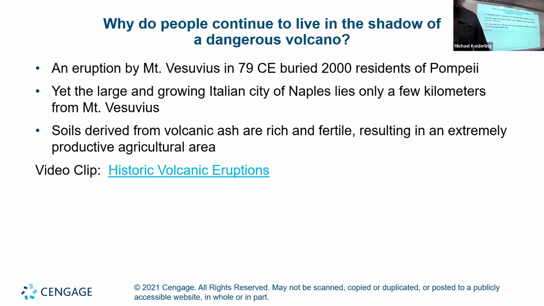And now, why do people continue to live in the shadow of a dangerous volcano? So, for example, an eruption by Mount Vesuvius in 79 CE buried 2,000 residents of Pompeii and also several thousand residents of other surrounding towns. Yet the large and growing Italian city of Naples lies only a few kilometers from Mount Vesuvius. Part of the reason people live near volcanoes is because the soil that comes from volcanic ash is very rich and fertile, which results in extremely productive agricultural area.